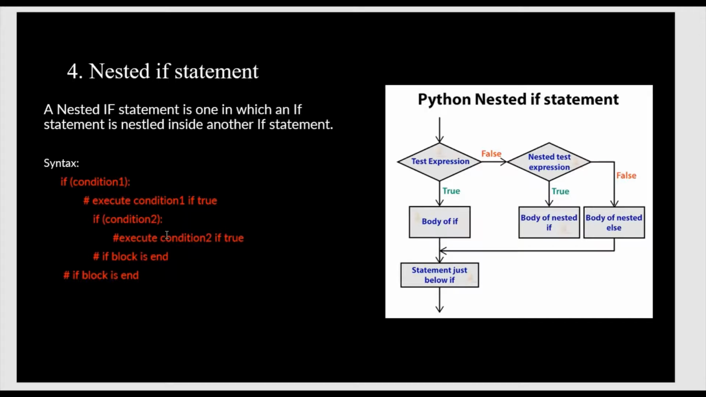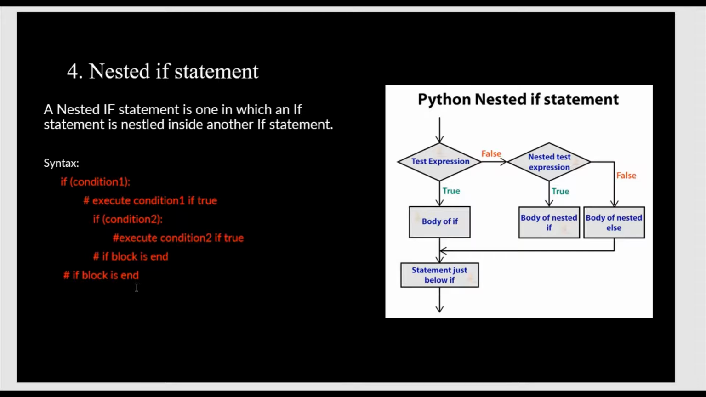Next is the nested if statement. Simply, we can say that an if statement present inside another if. This is the syntax, you can clearly understand. Here the if condition executes its statement, and inside the if condition we write another second if condition. This is a block of code, one statement present inside another statement. It is known as a nested if statement.